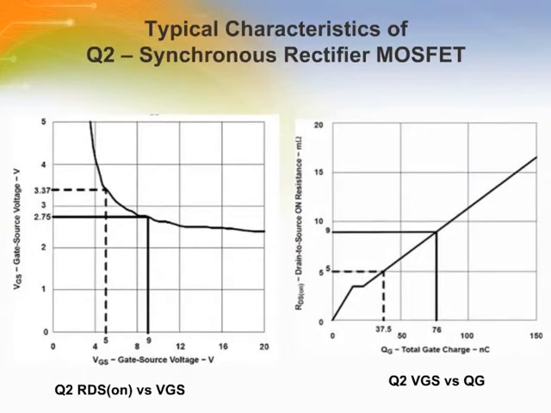This slide shows typical characteristics of Q2, the synchronous rectifier MOSFET. The RDS-on values for gate source voltage 5 volts and 9 volts for the synchronous rectifier MOSFET Q2 are shown. Since it is more prone to conduction loss, Q2 is selected based upon lowest possible RDS-on with secondary consideration given to gate charge.